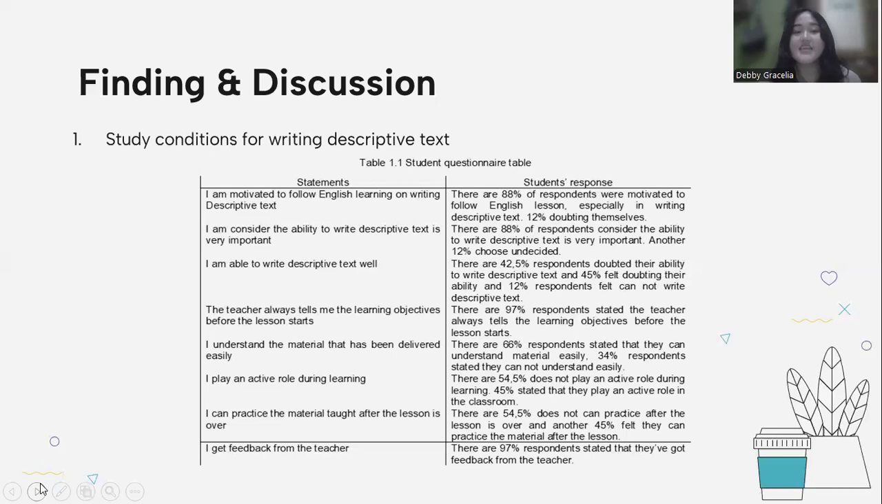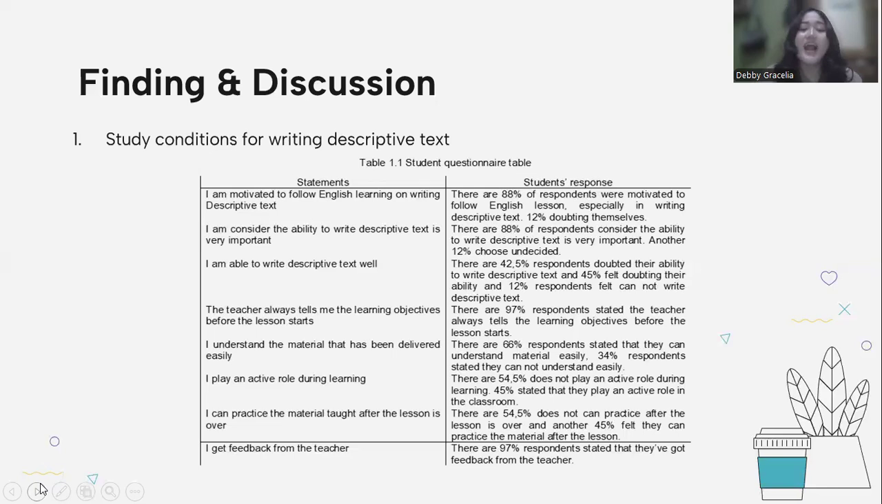I think they also can do this. And the next is, the teacher always tells me the learning objective before the lesson starts. It is very important for the teacher to share the learning objective first with the students, so the students also have goals for the learning process. And in here, there are 97% of respondents who stated the teacher always tells the learning objective before the lesson starts. I think it's good.